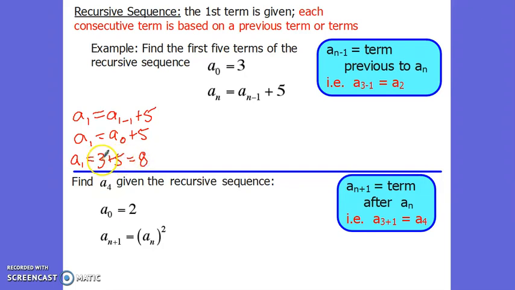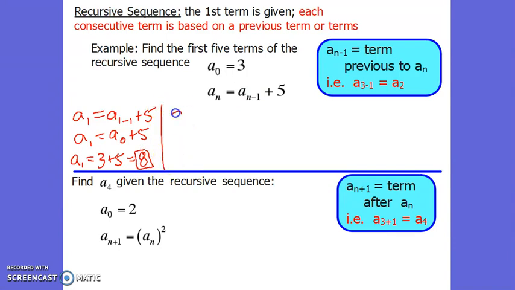So 3 plus 5 as in the previous term, a sub 0 being the term before a sub 1. We're going to use the term before, or essentially if I'm looking for a sub n, I'm going to use a sub n minus 1, the term one step before n. And I will find my term that way.